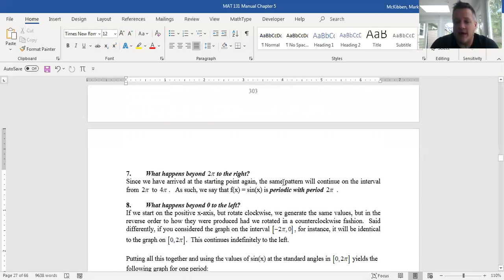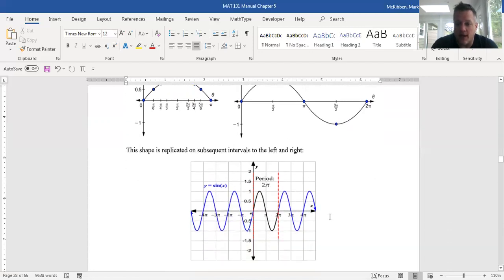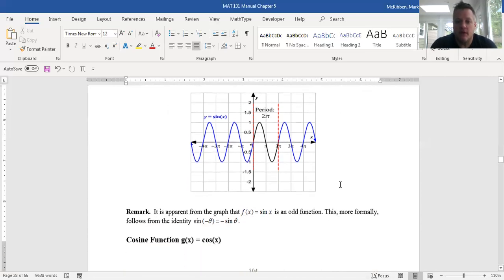So if you put all that together, my hand drawing in the arrow sides, what you get is a graph on 0 to 2 pi that looks like this. That's the wave there. And then if you replicate it on subsequent intervals, either to the right or to the left, you get this literal sine wave pattern. Okay? That's how you generate the sine function.